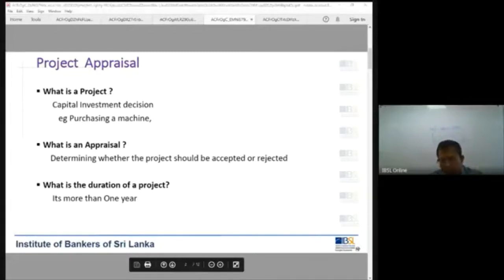Otherwise, discount or premium means you have what? Accrued interest. If it is par only, you don't have any accrued interest. If it is premium or discount, the particular bond or debenture has accrued interest. Please keep that in mind, right? So basically, that's the recap of what we have done.